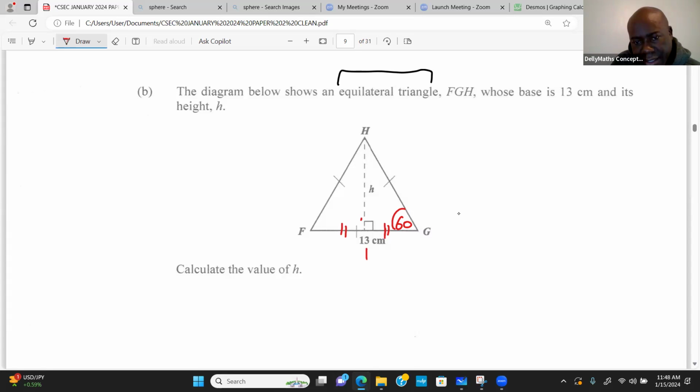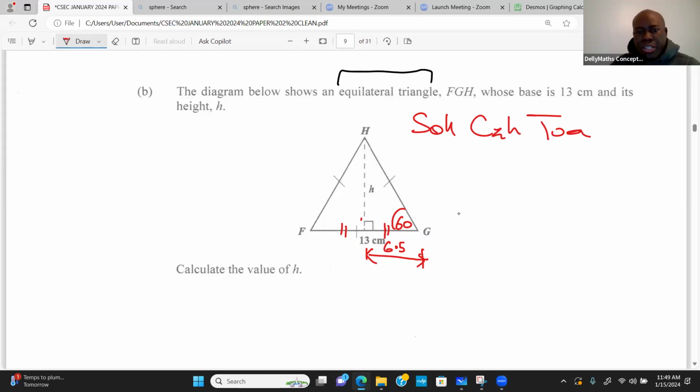So then this distance here would now be 6.5, which is half of the 13, right? And over this side, if you want to look at it, would be 6.5 as well. All right, but I'm focusing on this side just to solve the problem, right? So in order to find h, I'm going to use my SOHCAHTOA.